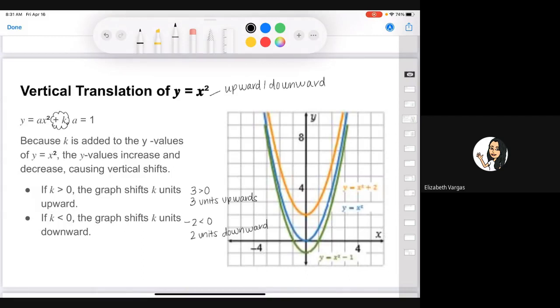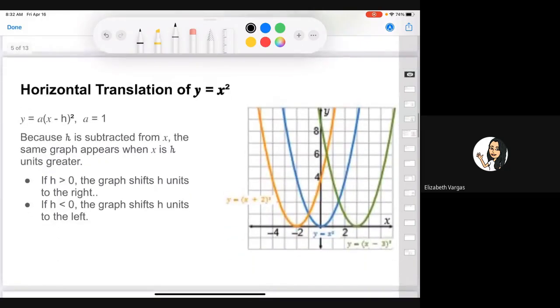Okay, and here we can see some examples. Here we added 2, our k is 2, which is greater than 0, so we go 2 units up, 1, 2. That orange line represents that. Here we have a -1, which is less than 0, so we move 1 unit downward. So that is when we add a k or subtract a k. Adding a k moves upward, subtracting a k moves downward. Does anyone have any questions about this? So this is vertical translation, up or down.